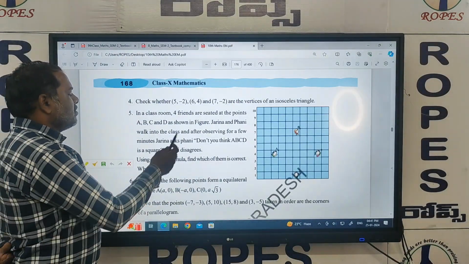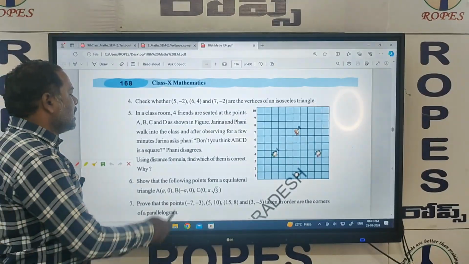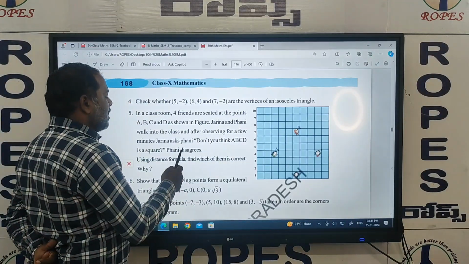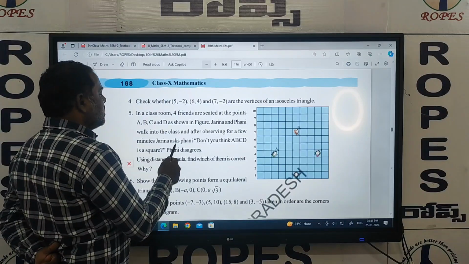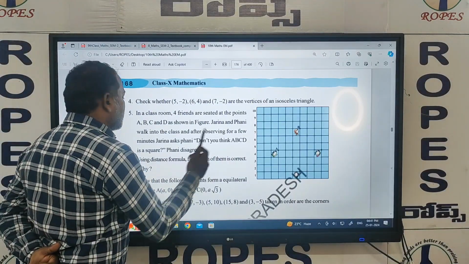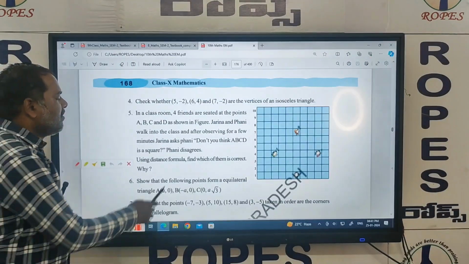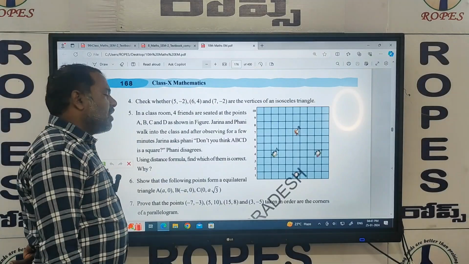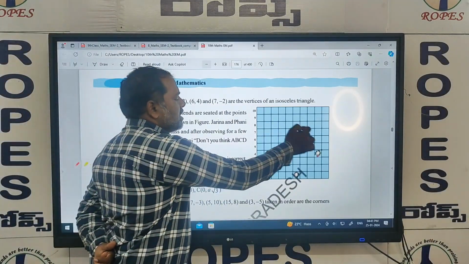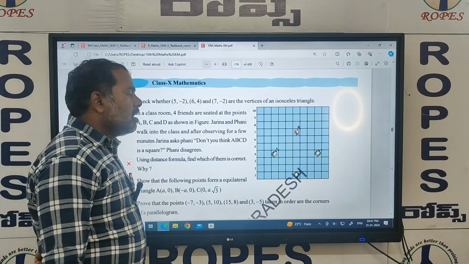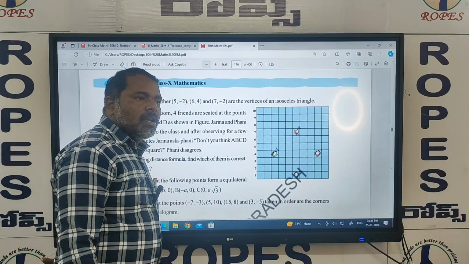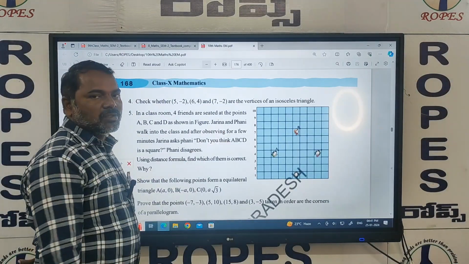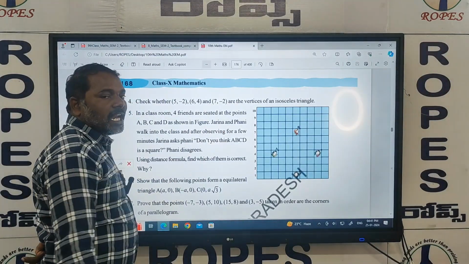After entering the classroom, Zarina is observing these points ABCD and asks Funny, don't you think ABCD is a square? Funny immediately disagrees. Disagrees means not forming a square. So by observing these ABCD points, is it forming a square? Who is correct? That we have to find.